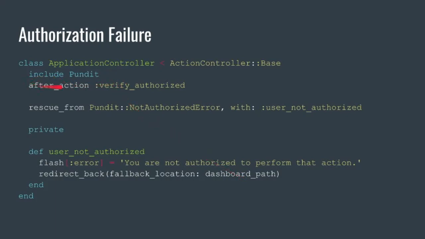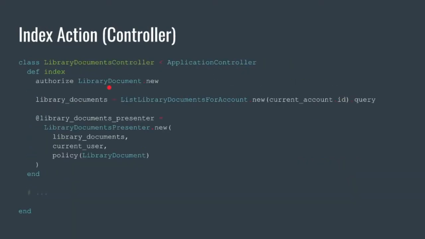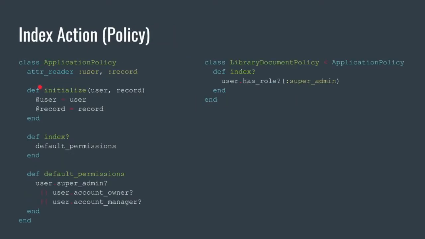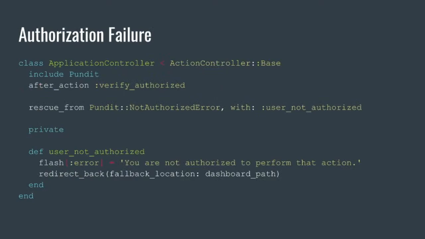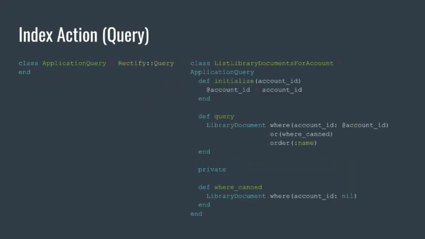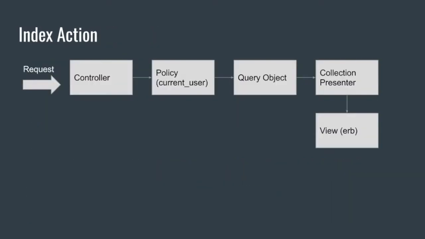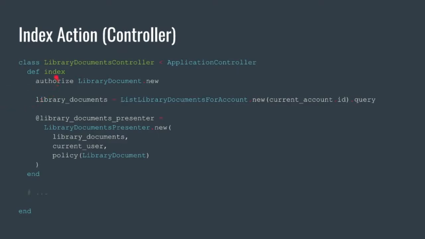This after action verify authorized is nice too, because I realized, what if I forget to call authorize in a controller? This covers you. If you don't call this, Pundit will not let you hit that route. It will raise an error saying you haven't called authorize. That prevents you from forgetting to authorize controller actions, which is nice. So let me go back again. That's the policy.